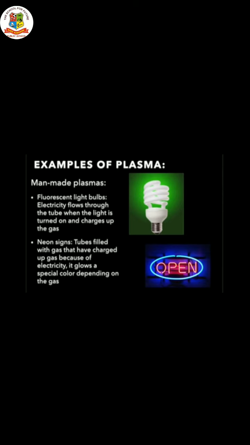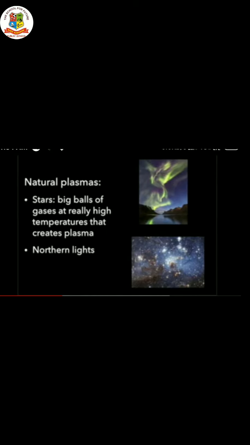Neon signs: neon gas and helium gas are used for the lights. Tubes are filled with gas that is charged up because of electricity. It glows a special color depending on the gas. If the gases are different, they produce different colors. I hope you are understanding plasma and its examples.